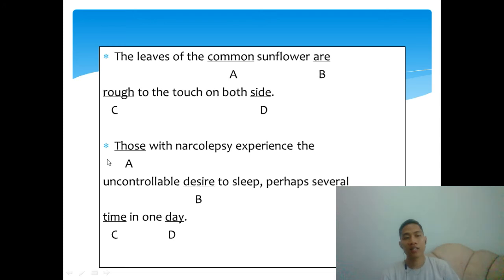How about the next sentence? Those with narcolepsy experience the uncontrollable desire to sleep, perhaps several times in one day. So what is the answer for this sentence? The problem here is with C. Why? Again, look at the word before time. Several. Remember, several should be followed by a plural noun. So we need to say times, time plus s here. So the problem here is with time, so choose C. We need to say several times.